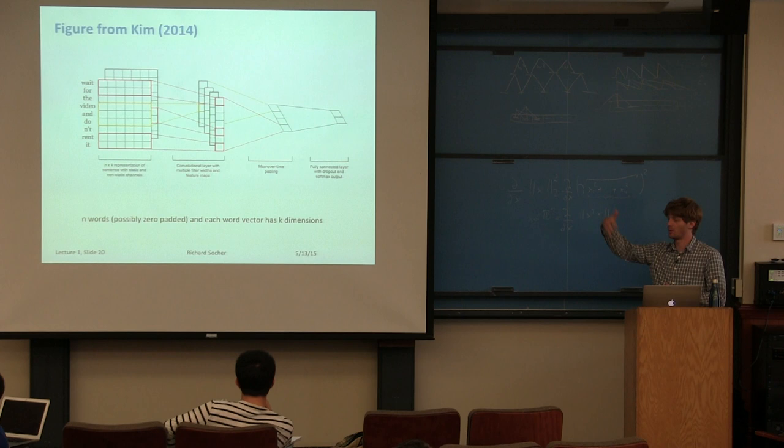And so we have here n words, and again we possibly zero pad them if we have a very short phrase that doesn't even have n of them. And then each word has k dimensions, so we have here k columns. And then we have different filters. We can apply here a bigram filter that multiplies all the elements in these two rows and sums them up to give us this number.